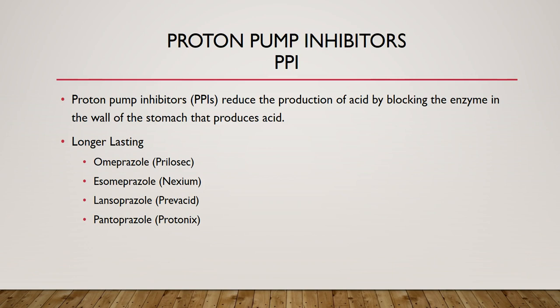Then there are proton pump inhibitors, or what we also call PPIs. This reduces the production of acid by blocking the enzyme in the wall of the stomach that produces acid. They're also longer lasting. You can take them every 12 hours or every 24. They are usually over the counter. The only one that's probably not is Protonix.